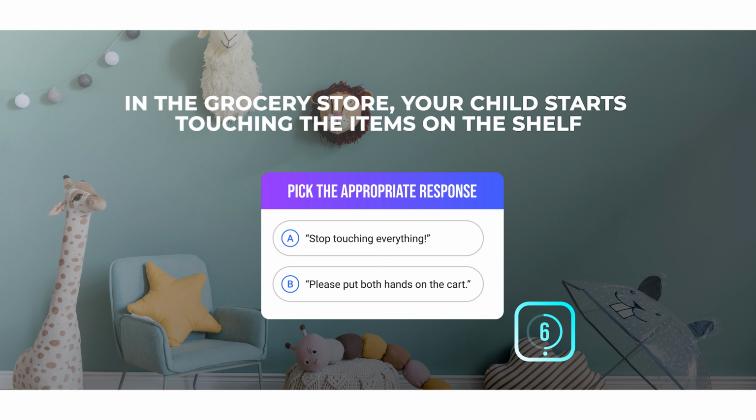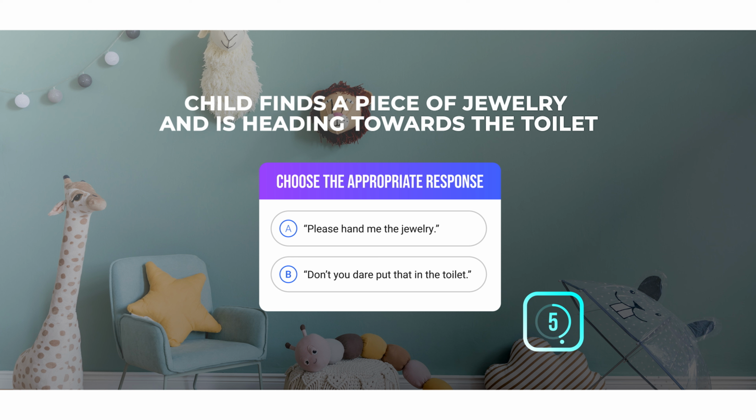The situation: your child found a piece of jewelry and is heading towards the toilet. 1. Please hand me the jewelry. 2. Don't you dare put that in the toilet.